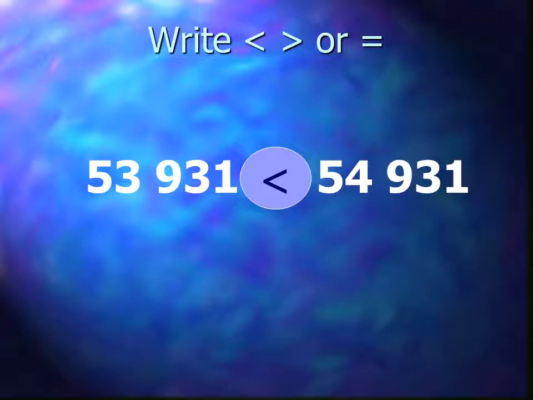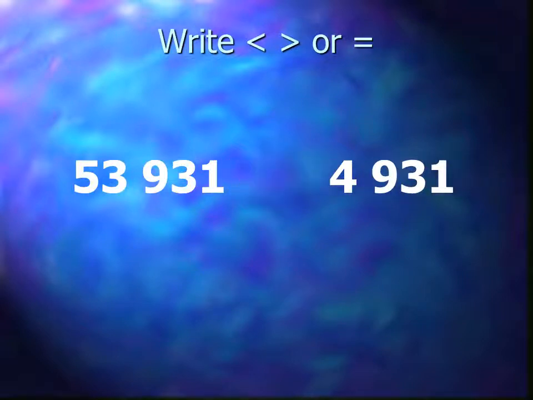Let's try another set of numbers. This one looks like it should be pretty easy. Please write less than, greater than, or equals to between these two numbers, which are 53,931 and 4,931. Are you done? You should have written greater than, because 53,931 is greater than 4,931.